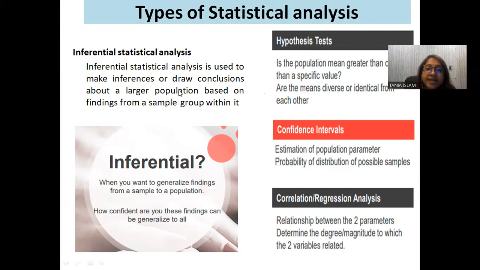Then the second type of statistical analysis we do is inferential statistical analysis. This is the advanced part of descriptive statistics. Inferential statistical analysis is used to make inferences or draw conclusions about a larger population based on findings from a sample group within it.